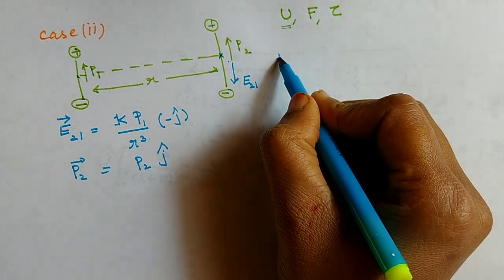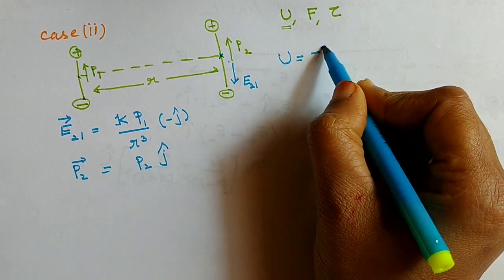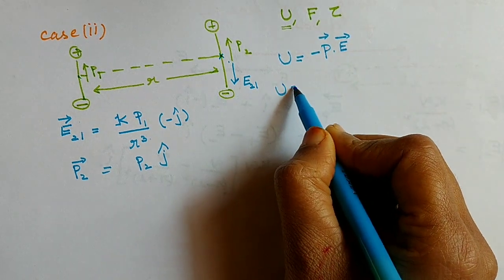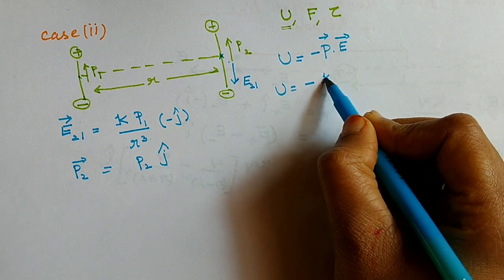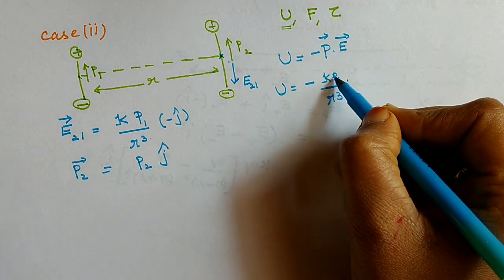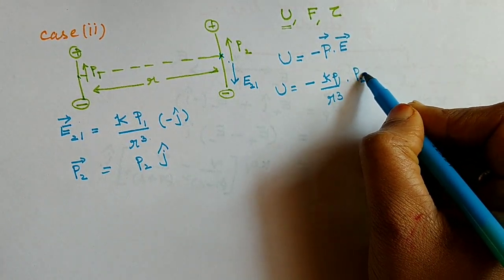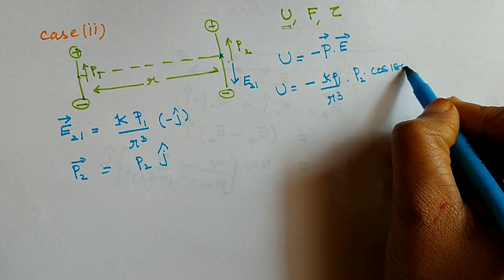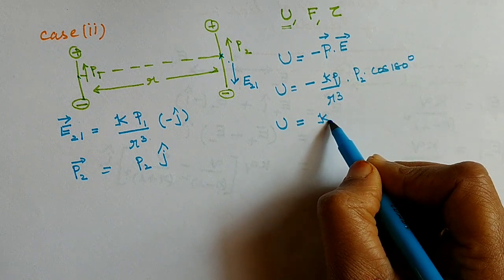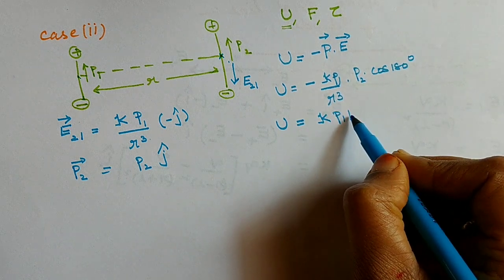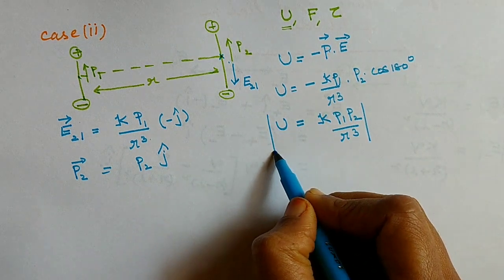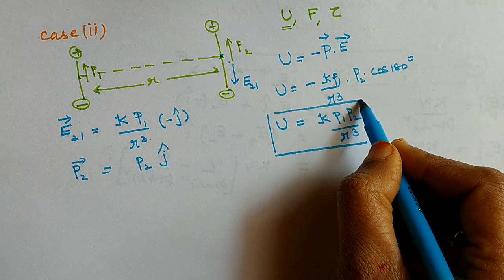Now once you know these two vectors, find out the potential energy. It's minus of P dot E. So U should be minus of P2, K into P1 by r cube. Electric field is this, dipole moment is P2, angle is 180, so cos 180. Cos 180 is minus 1, so you will get potential energy as positive, that is K is 1 by 4 pi epsilon naught, P1 P2 divided by r cube. This will give you the potential energy.